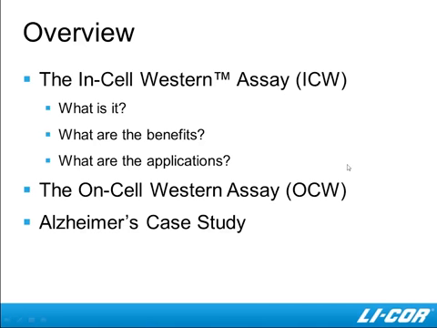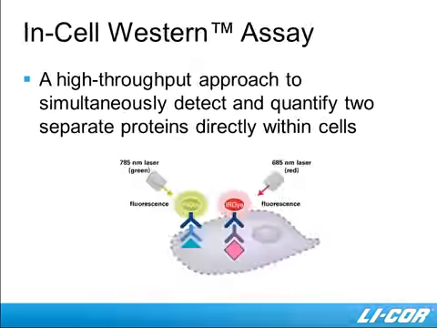John? Thanks, Ashley. So today what I want to talk about is the In-Cell Western Assay. I want to cover exactly what the assay is, what the benefits are of using this assay over a traditional Western blot, and what the different types of experiments or applications are that you can use this assay in. In addition to the In-Cell Western Assay, I also want to talk about a variation of the assay called an On-Cell Western Assay. And then finally, I want to summarize everything I talk about in a case study in which a group looks at Alzheimer's disease and uses the In-Cell Western to screen compounds for treatment in Alzheimer's.